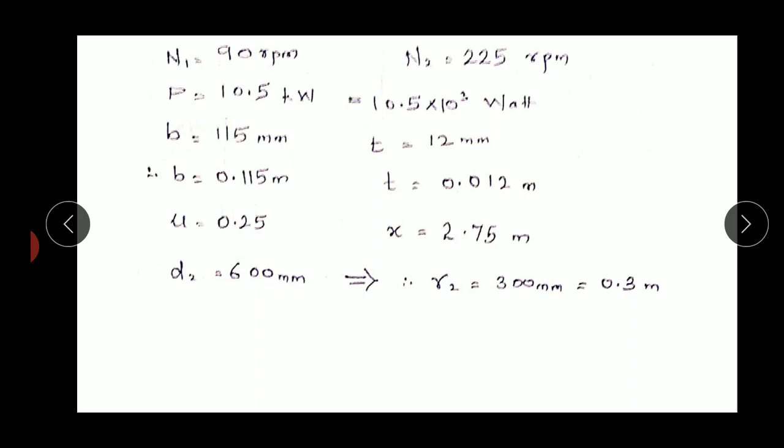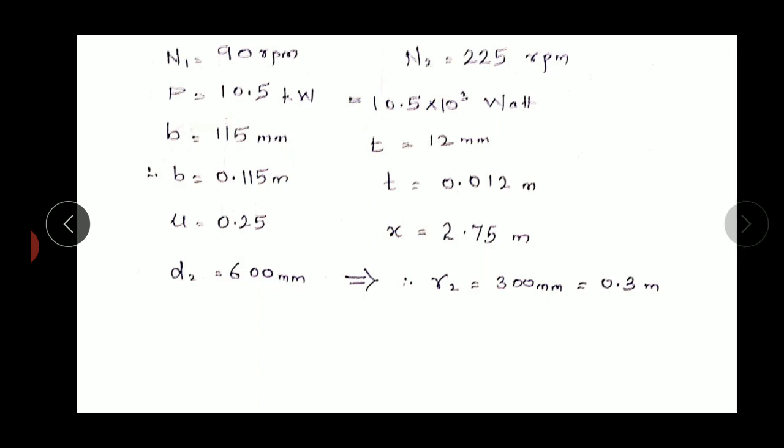The diameter of the smaller pulley is given. Whether it is D2 or D1 depends on the RPM. The pulley which has the lesser diameter will run at higher speed. So this shaft is running at a higher speed, and its diameter is given. If it is N2, then definitely it is D2. So D2 is given as 600 mm, that is 0.6 meters. So we can easily calculate R2. R2 will be half of D2, so we get 0.3 meters.